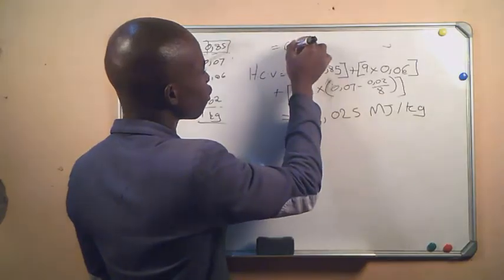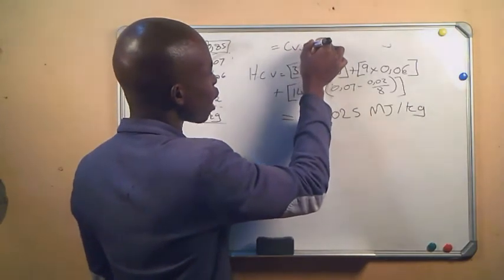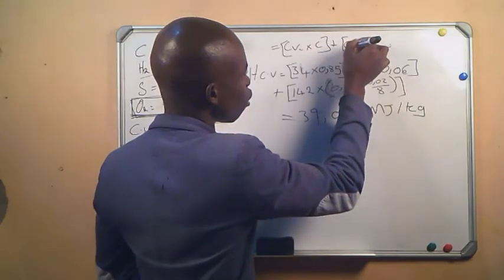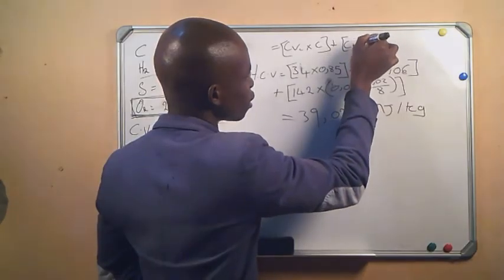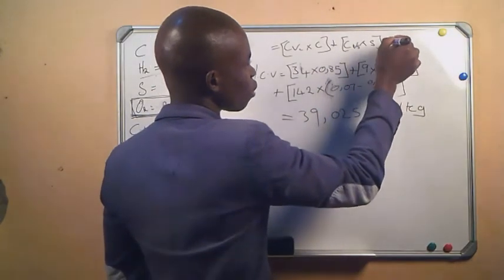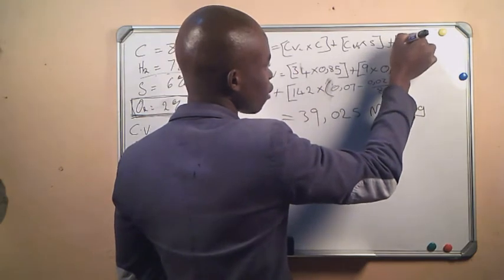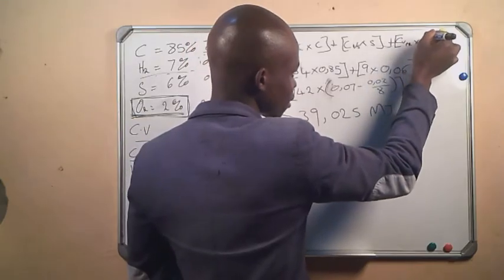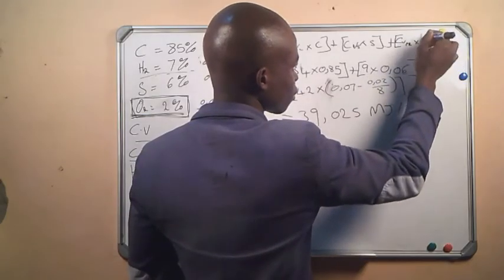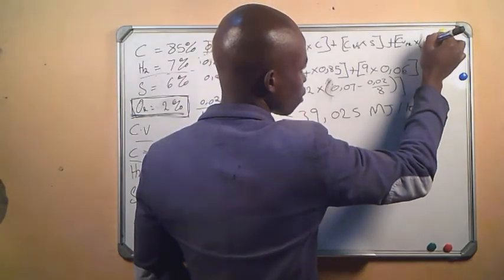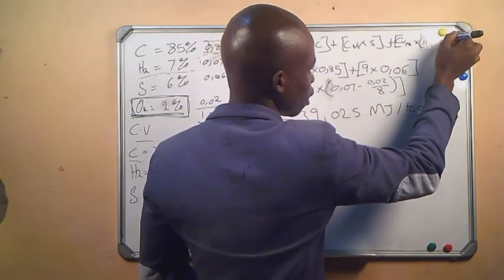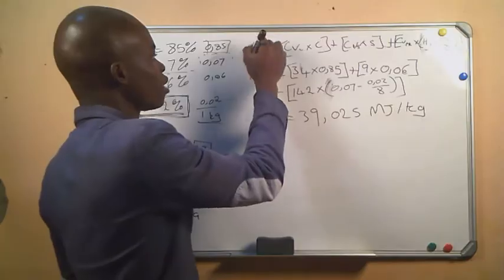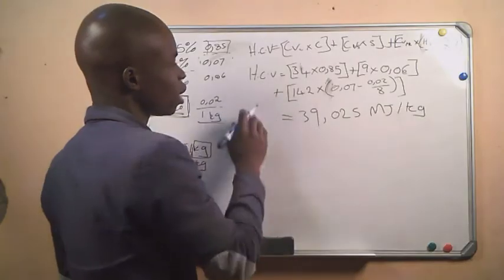It will be the calorific value of carbon times the mass of carbon, plus the calorific value of sulfur times the mass of sulfur, and then plus the calorific value of hydrogen times, and then we do this, the mass of hydrogen minus the mass of oxygen divided by 8. So this is the formula. It's important that you write the formula first before you come to the substitution.